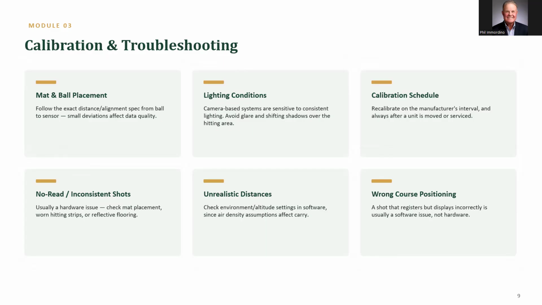When something goes wrong, it helps to know where to look first. No read or inconsistent shots are usually a hardware issue. Check mat placement, worn hitting stripes, and reflective flooring that might be interfering with the sensor. Unrealistic distance readings are often a software setting issue. Check the environment or the altitude settings, since air density assumptions affect the carry calculations. And if a shot registers correctly but displays in the wrong position on the course, that's almost always a software issue, not a hardware issue.